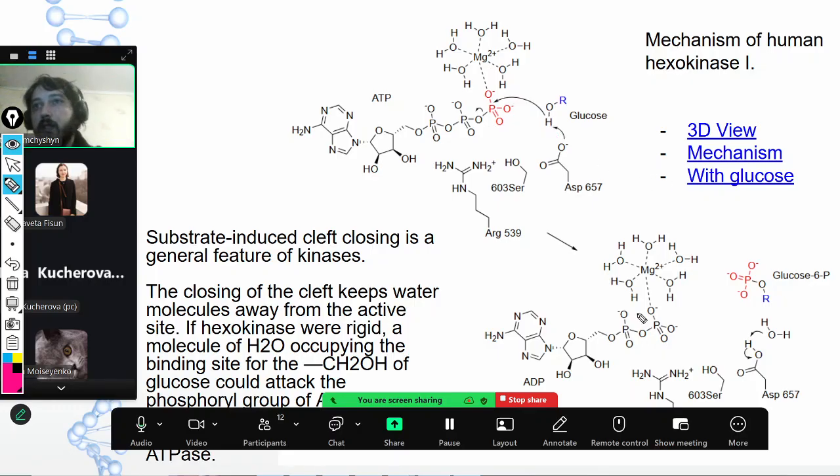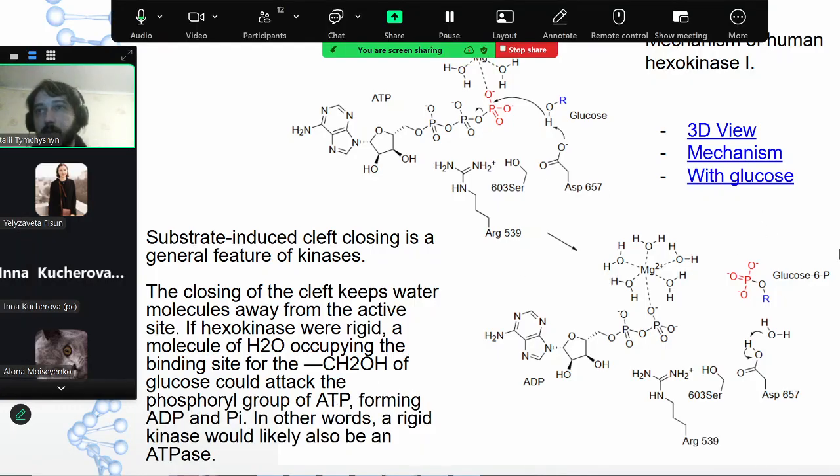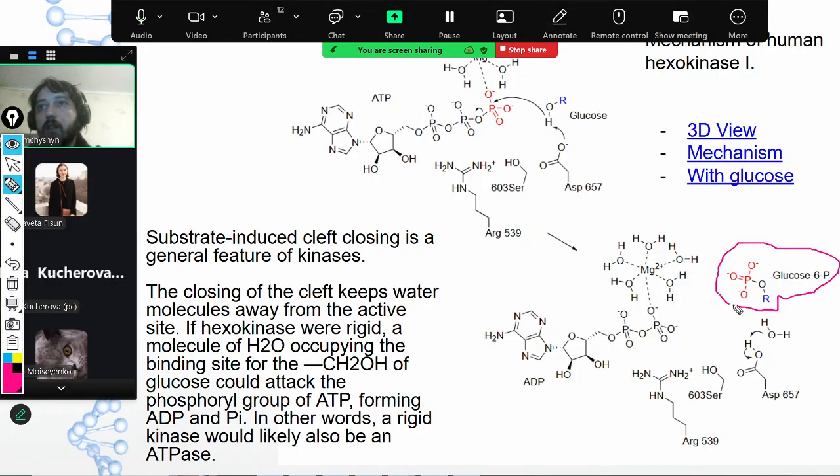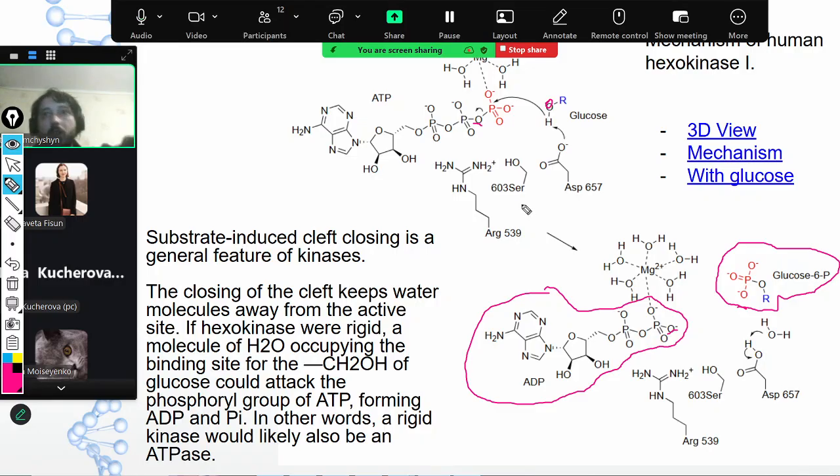So what do we see here? Down here, after this step is performed, you see our glucose 6-phosphate. You see the phosphate group attached to the oxygen. This is ADP, so ADP is left. You see this oxygen acquired a negative charge. So electrons move to that oxygen, it acquired a negative charge, and it's ready to go. This thing is ready to go.